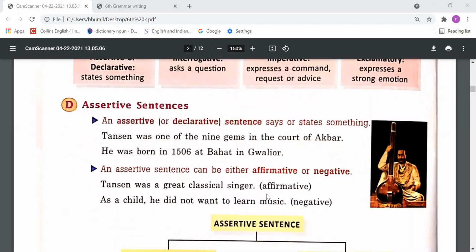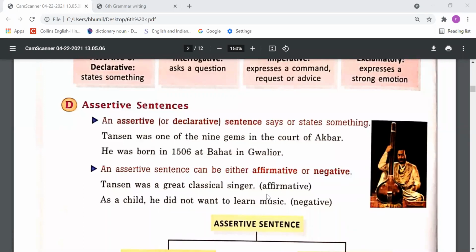Firstly, let's talk about assertive sentences. We can say either assertive or declarative to such type of sentences which we are going to talk about. An assertive or declarative sentence says or states something.